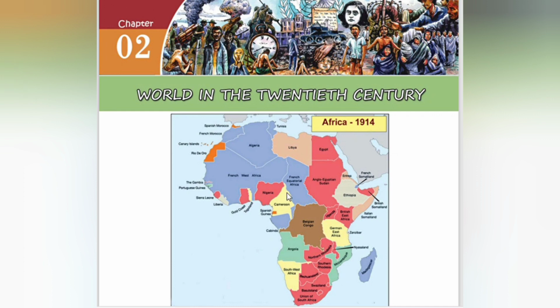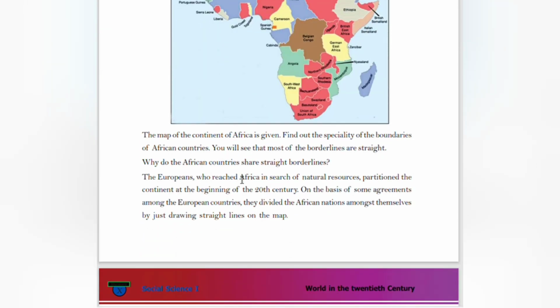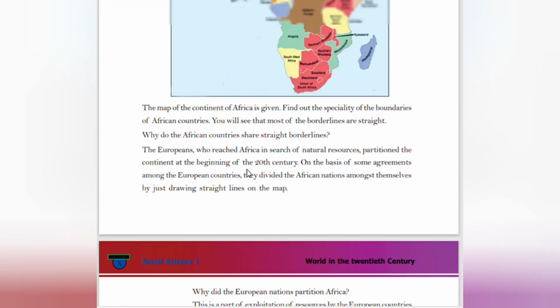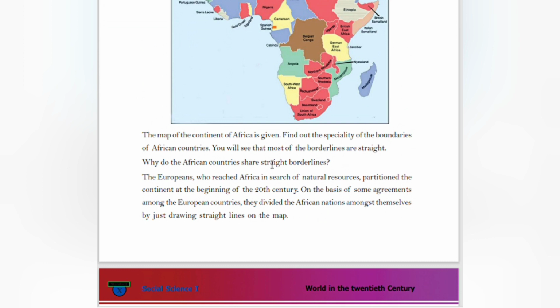Today in class we are going to learn the second chapter, World in the 20th century. The map of the continent of Africa is given. Find out the specialty of the boundaries of African countries. You will see that most of the border lines are straight. Why do African countries share straight border lines?